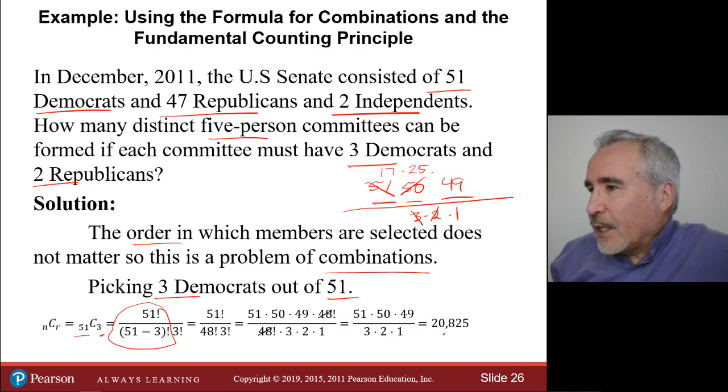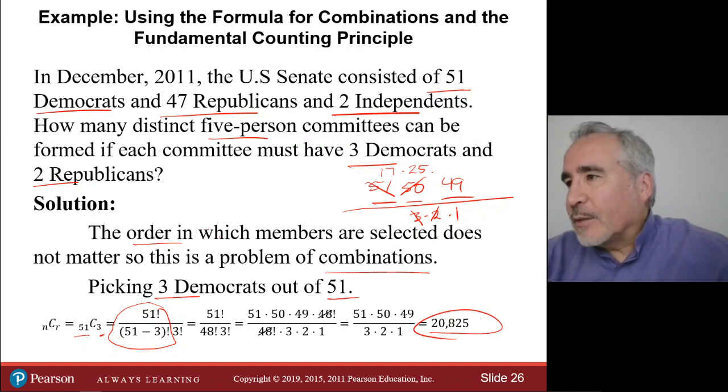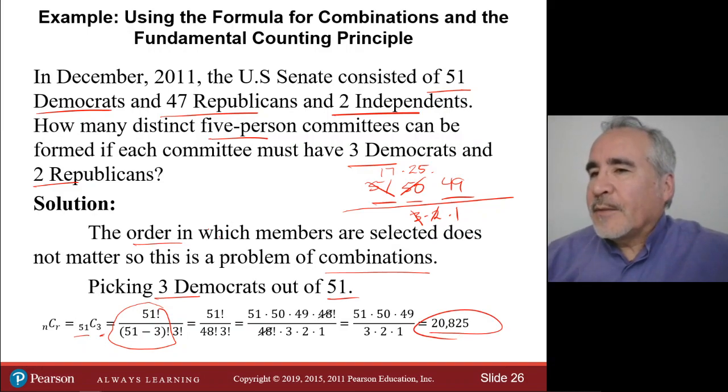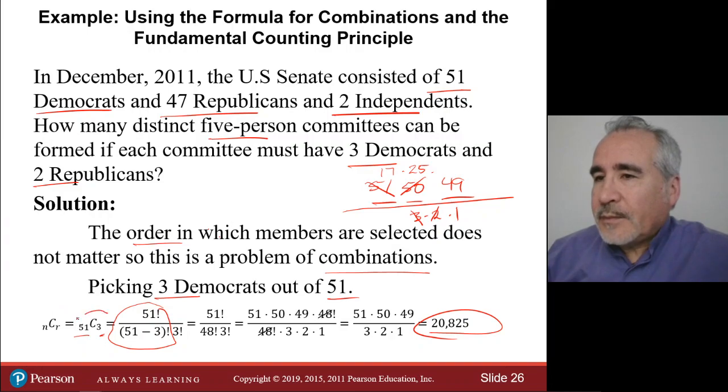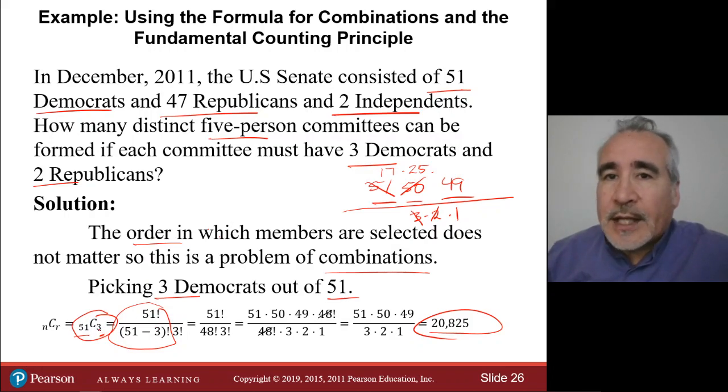So that's basically what they did here. We'll get this as our answer. I'm not going to try to do that in my head, but that's what we would get. So you can see we can use the formula for combinations, and at the end of this presentation, I will show you how to use the calculator where you can just enter that in, and if that's the way you want to do it, great.